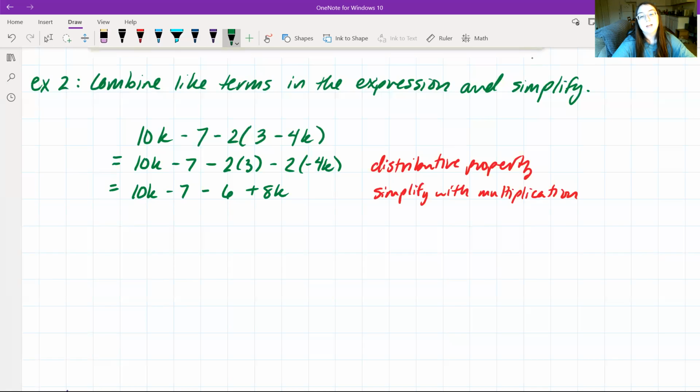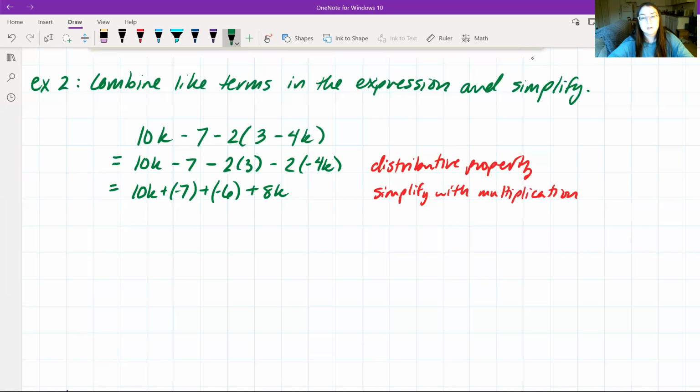And we can rearrange our expression here by using our commutative property. But our commutative property only lets us do it with addition. So let's go ahead and change the subtractions into addition with additive inverse. So our minus 7 will become plus negative 7. And our minus 6 will become plus negative 6.